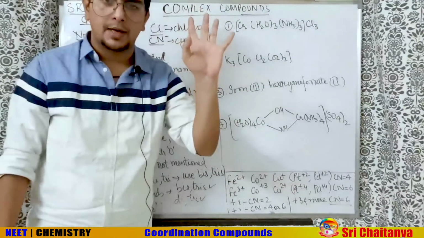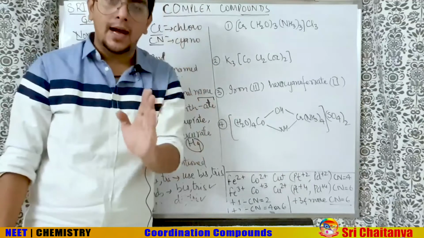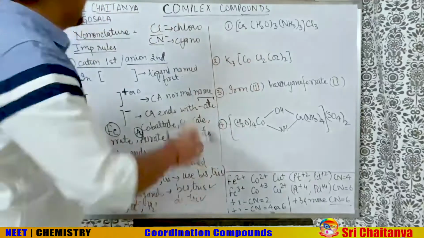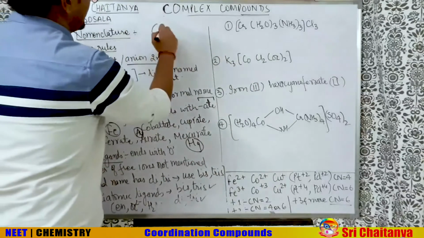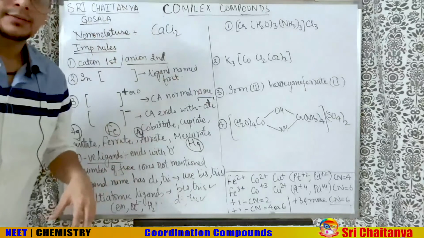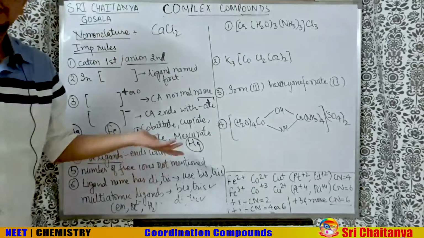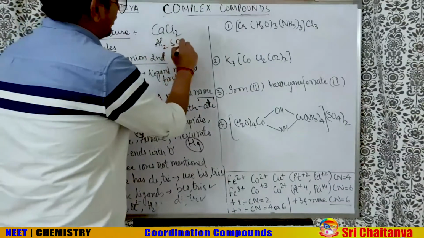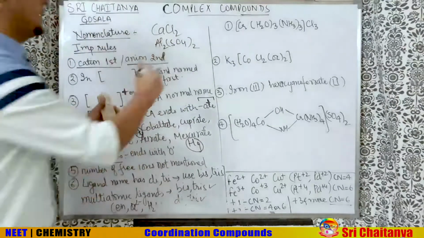Is that clear now? When we have free ions 2, 3, 4, 5, you will feel like mentioning the number, but we never mention it. For example, if you write the name CaCl2, do you mention calcium dichloride? We just mention calcium chloride. For example, this is aluminium sulfate. We don't mention dialuminium trisulfate.